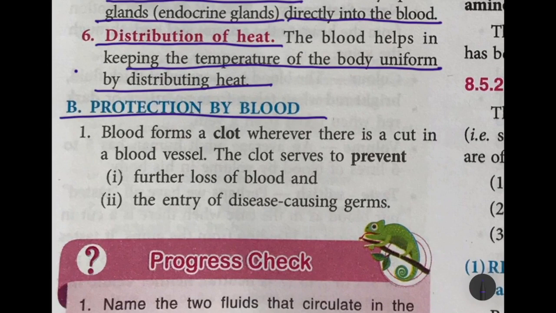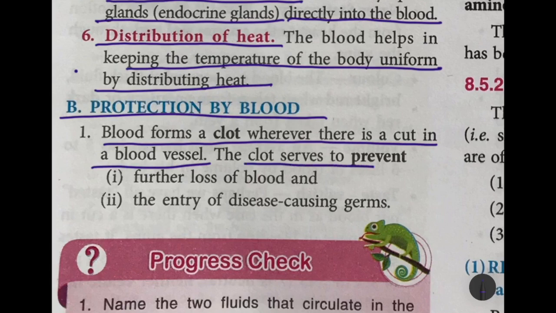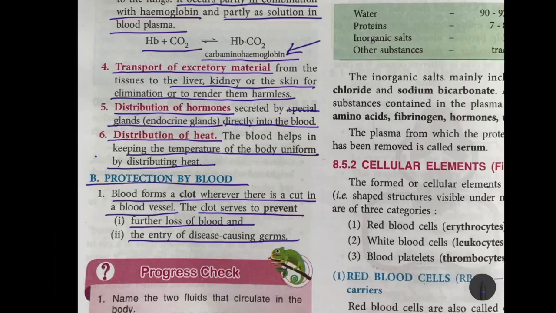Now you know blood forms a clot wherever there is a cut in our blood vessels. Now you know when you cut your finger, you'll bleed for some time and very soon a blood clot is formed. What does the clot do? It serves to prevent further loss of blood, it will stop the bleeding, and it does not allow the entry of disease-causing germs. That means the clot is formed on the wound, and disease-causing germs will not be able to enter through the wound.